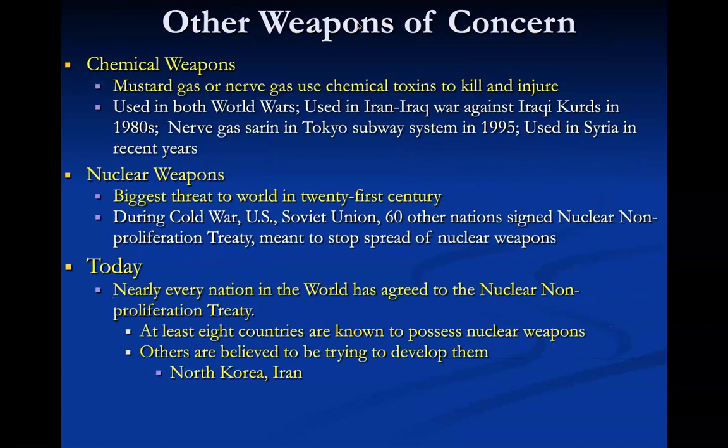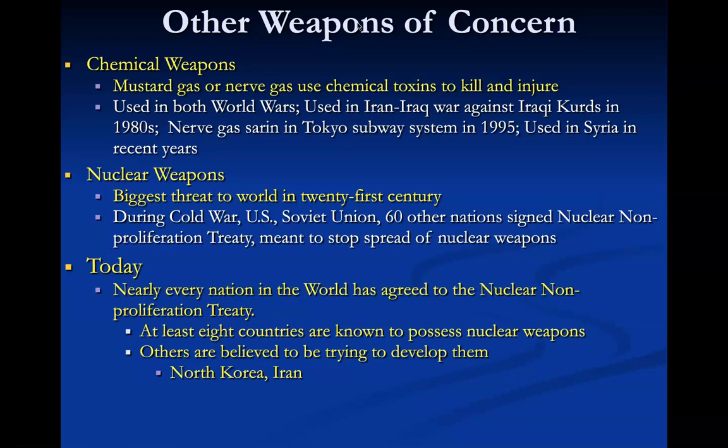So, chemical weapons. Mustard gas or nerve gas uses chemical toxins to kill and injure people. These were used in both world wars. They were used in the Iran-Iraq war against Iraqi Kurds in the 1980s. Nerve gas, sarin, was used in the Tokyo subway system in 1995. And Syria has used this in recent years. Syria has used it on their own people. There is a civil war going on in Syria, and the Syrian government used it against people.